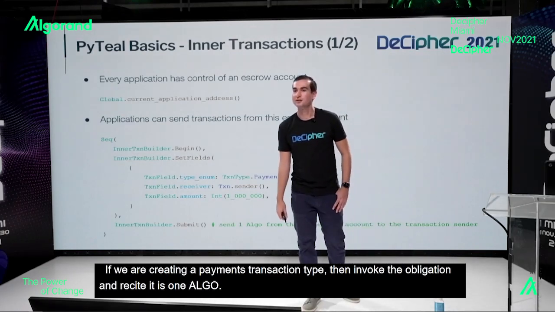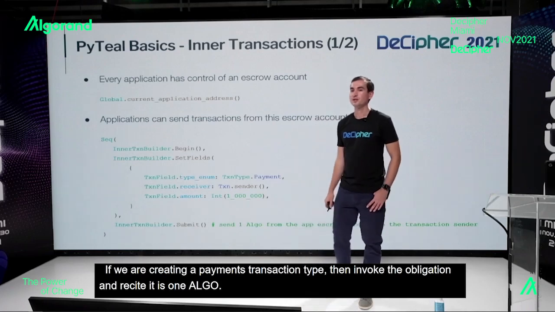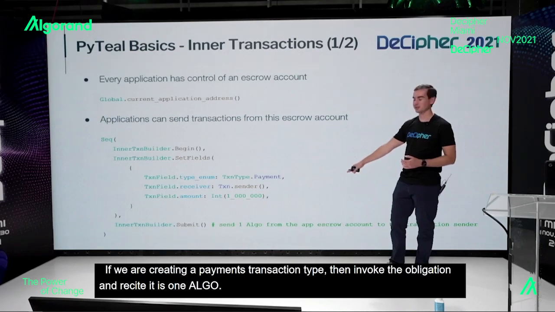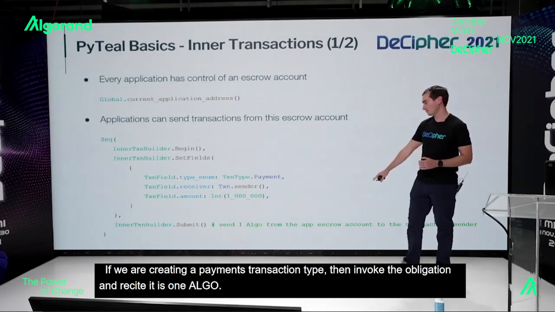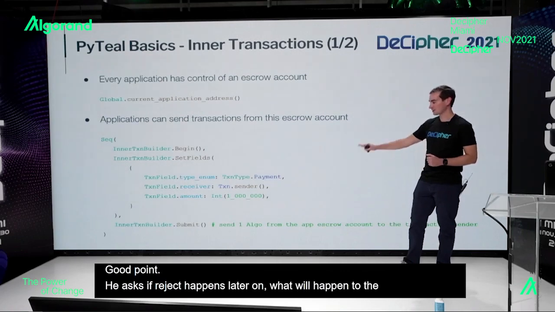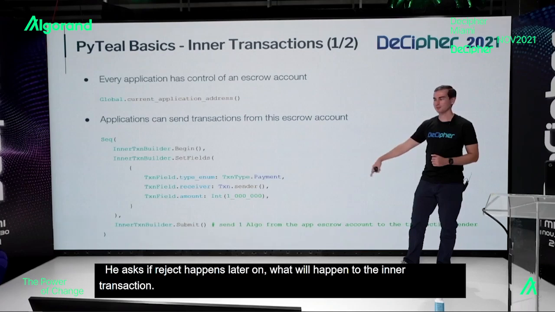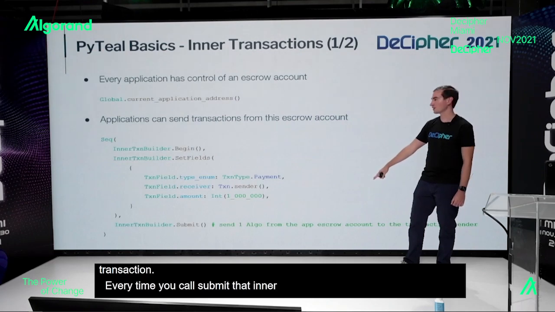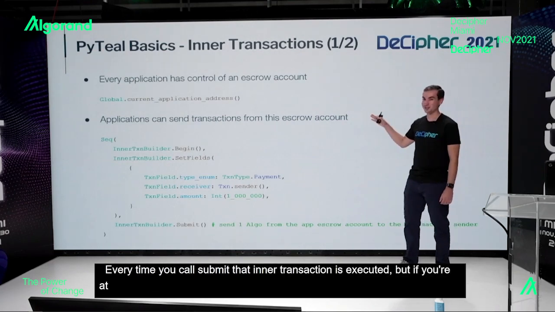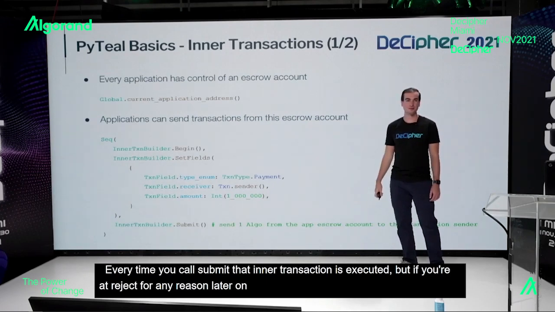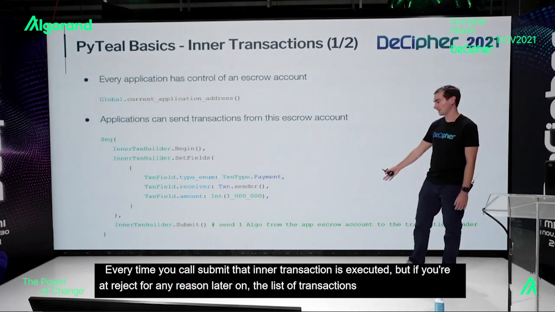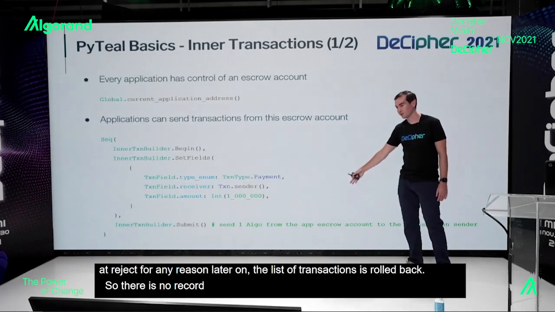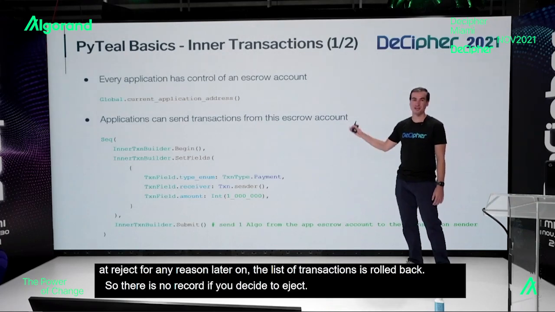I'm sorry, I couldn't hear. Good point. Yeah, so he asked if reject happens later on, what will happen to this inner transaction? That is a really good question. So every time you call submit, that inner transaction is executed. But if your app rejects for any reason later on, the entire kind of list of inner transactions is rolled back. So there's no record of those happening if you decide after the fact that your app will reject. Or maybe you submit 2 inner transactions, the first one succeeds, the second one fails, the entire thing gets rolled back anyway. Yeah.